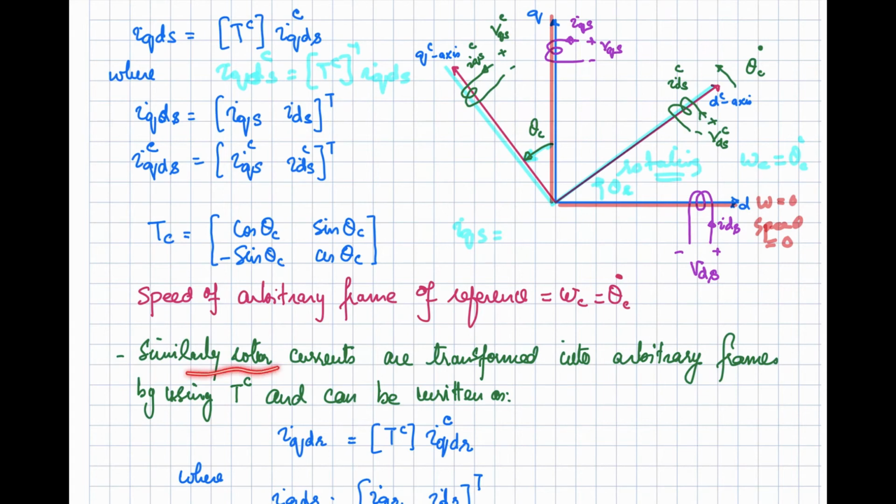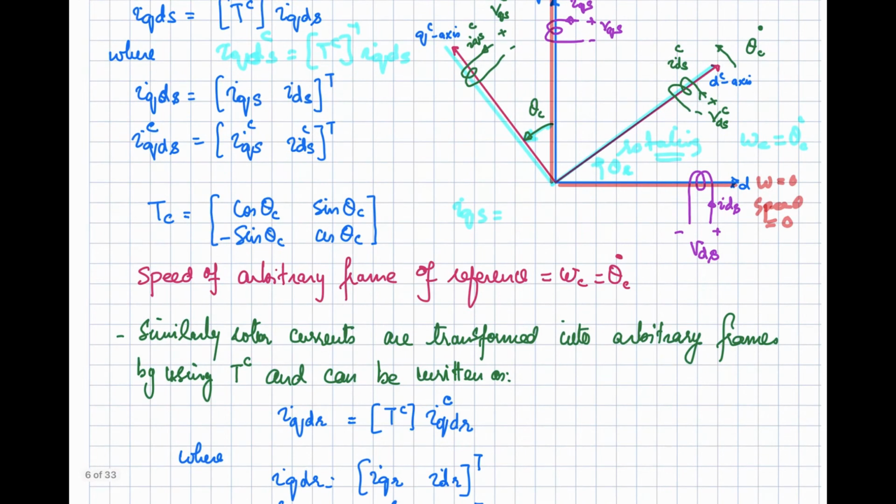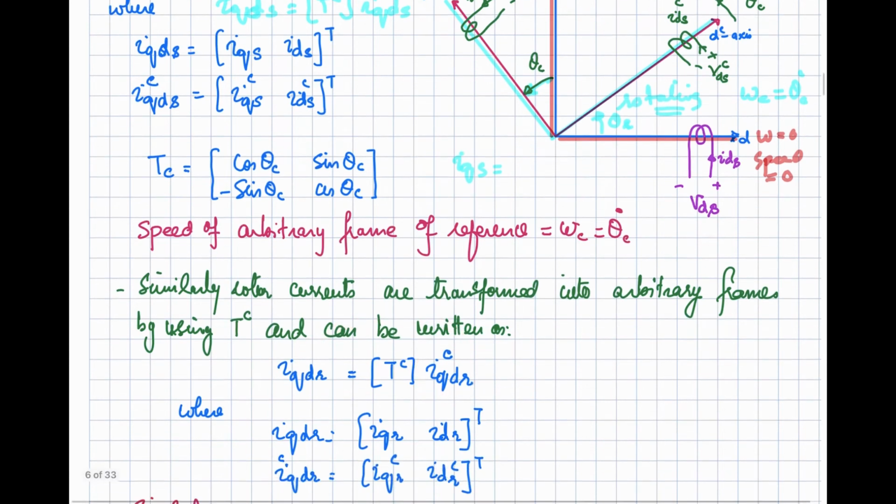Similarly, the rotor currents are transformed into the arbitrary frame of reference using TC, and can be written like that. Over here we have seen for the stator how you can convert the stationary quantities into the rotating frame of reference, and vice versa. The same procedure can be applied to convert the quantities of the rotor side. If you consider the rotor as a rotating frame of reference, you can convert them into the stationary frame of reference, and vice versa.